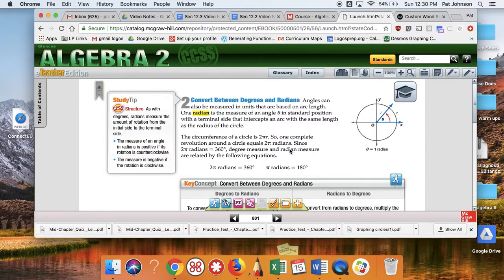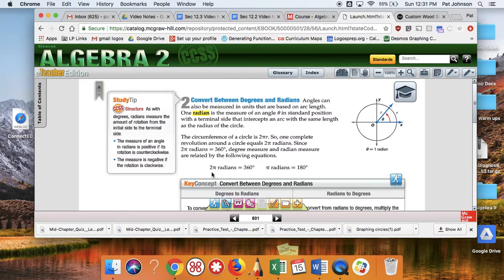Okay, so 1 radian is the measure of an angle theta in standard position with a terminal side that intercepts an arc with the same length as the radius of the circle. So angles can be measured in units that are based on arc length. For instance, the circumference of a whole circle is 2 pi r. So 1 complete revolution around a circle equals 2 pi radians. Since that equals 360 degrees, degree measure and radian measure are related by the following equation: 2 pi radians is equal to 360 degrees.